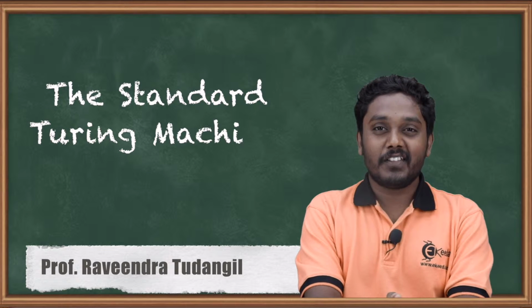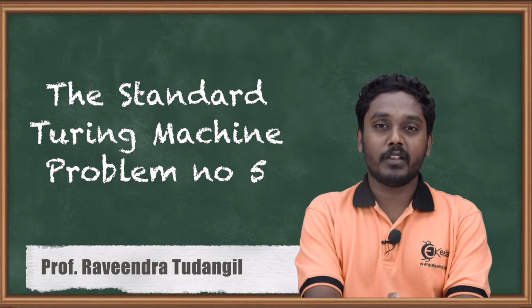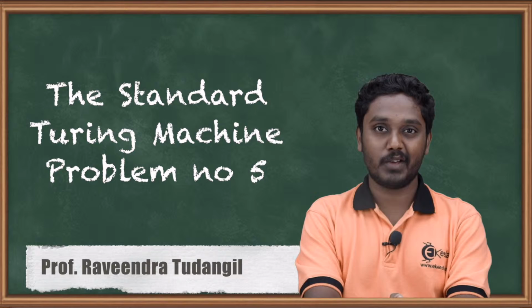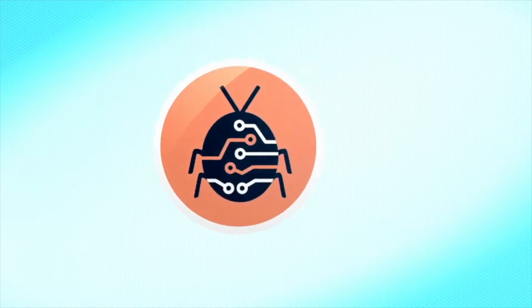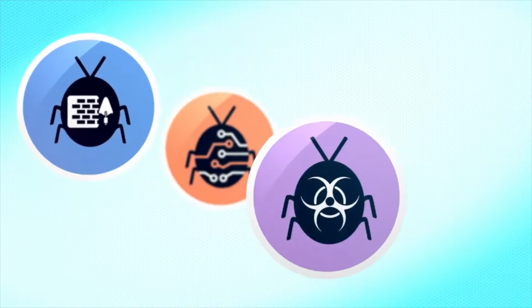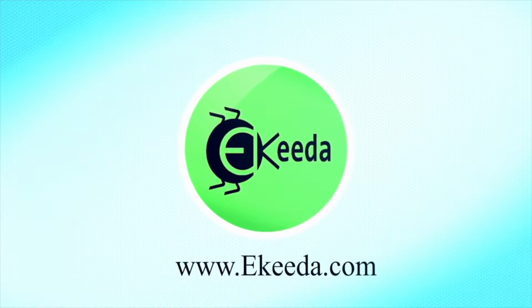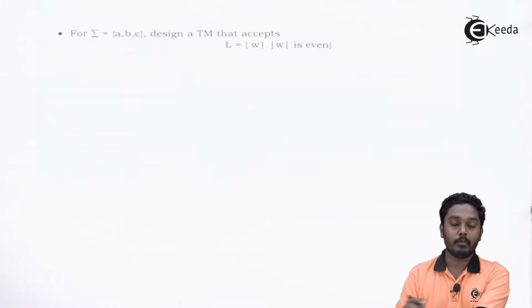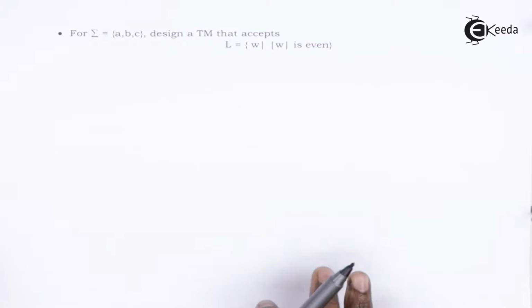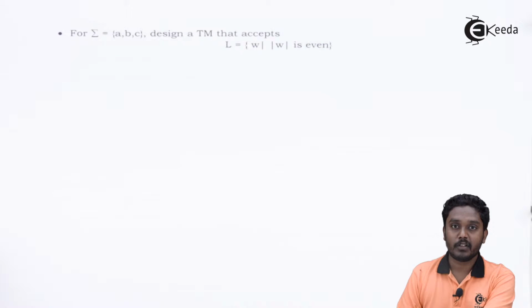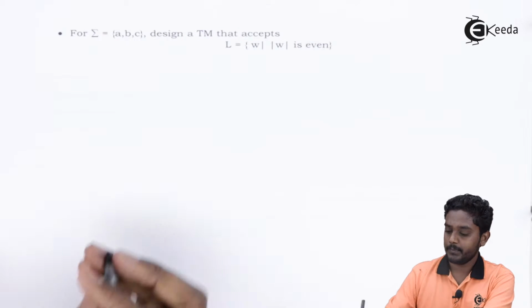Hello friends, let us see one more example in which we are designing a Turing machine for a regular language. We are taking sigma to be A, B or C and we are accepting all strings of even length. Let's start with the construction of the TM first.